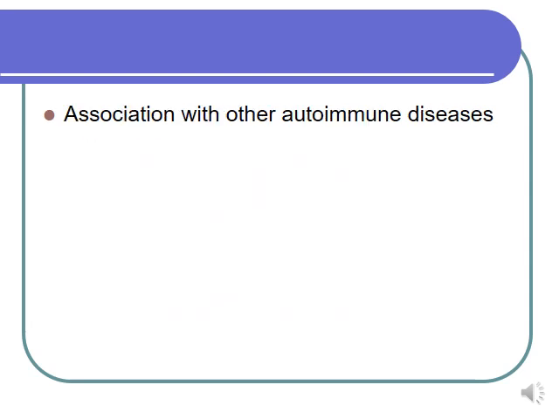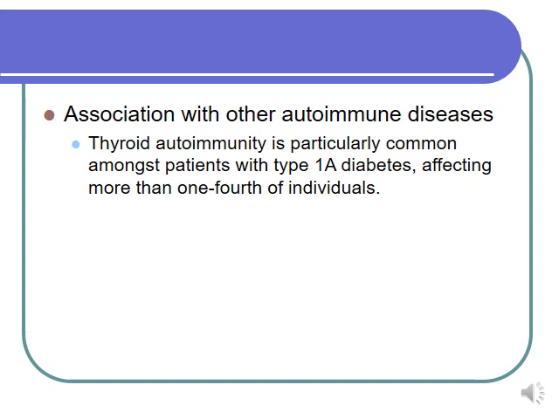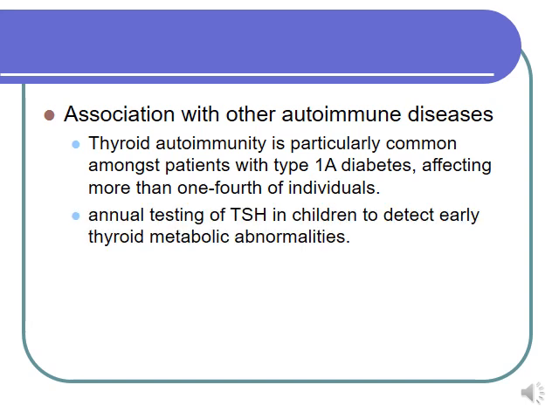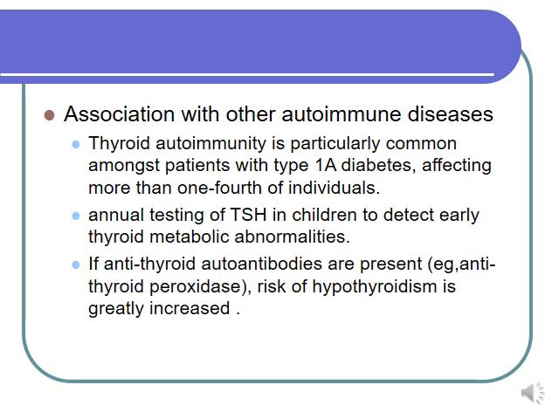Association of type 1 diabetes with other autoimmune diseases: thyroid autoimmunity is particularly common among patients with type 1 diabetes, affecting more than one quarter of individuals. Annual testing of TSH is done in children to detect early thyroid metabolic abnormalities. If anti-thyroid antibodies are present, for example anti-thyroid peroxidase, the risk of hypothyroidism is greatly increased.